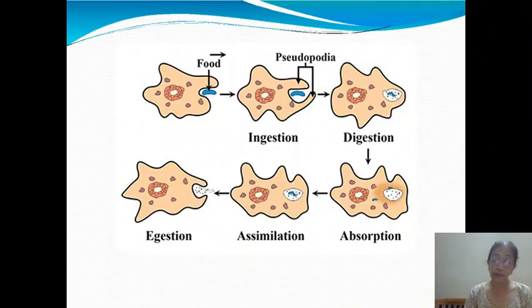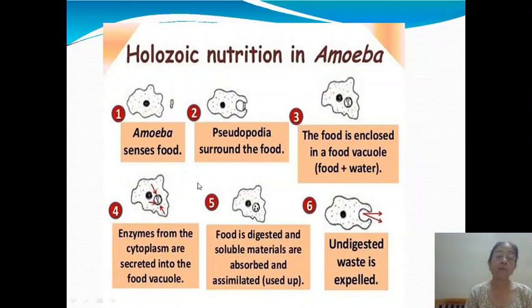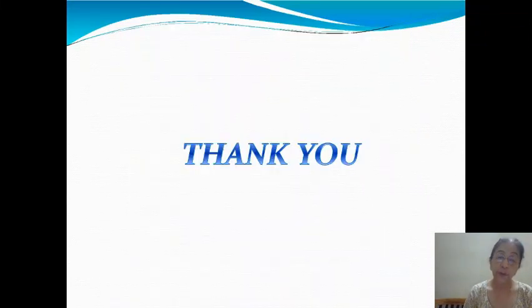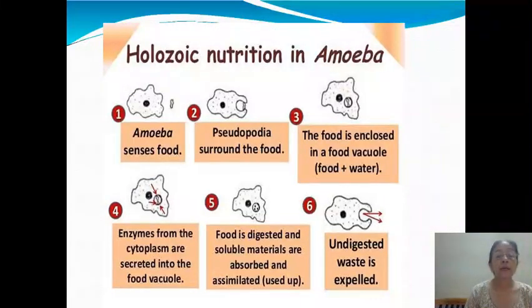The first step: amoeba senses food. Amoeba knows there is food around it. Then the pseudopodia surround the food, and the food is ingested using pseudopodia.